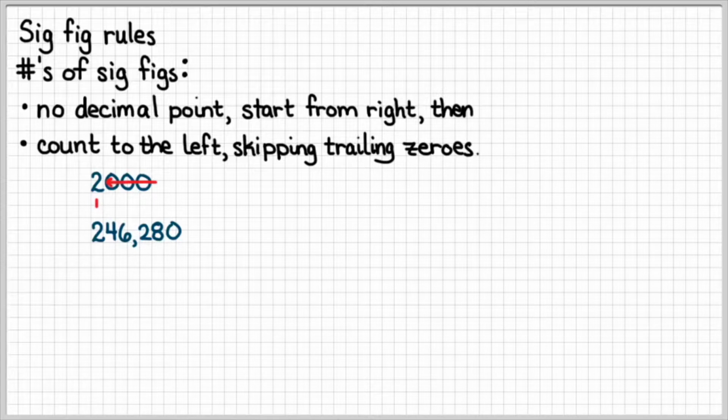For 246,280, start from the right, skip that first zero, and then we have 5 left, so that's 5 sig figs. 26, there's no decimal place, so we start from the right. There's no zeros, so we just have those two numbers left. So 26 has 2 sig figs. 203,000, start from the right, skip those trailing zeros, and we're left with 3 numbers, and so that has 3 sig figs.